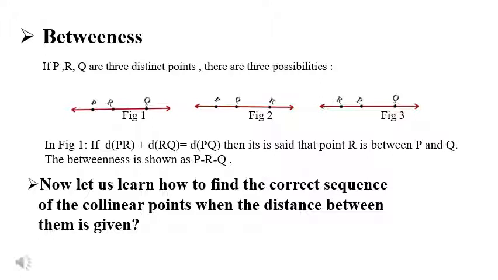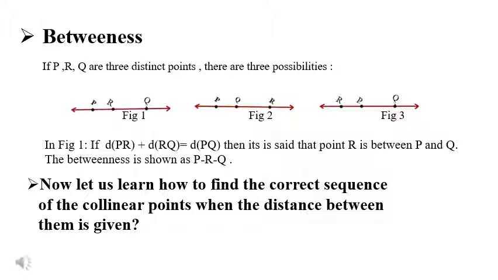Now in figure 1, if the distance between PR plus the distance between RQ is equal to PQ, then it is said that point R is in between P and Q. And this betweenness is shown as P dash R dash Q. This tells us that P falls first, followed by R and then Q. So R is falling between P and Q.